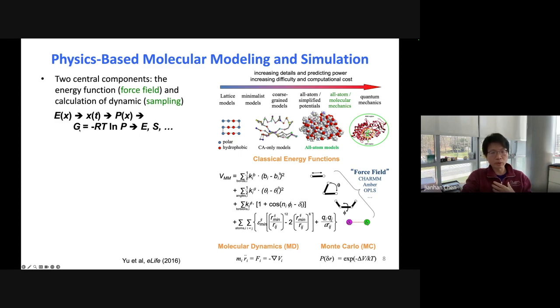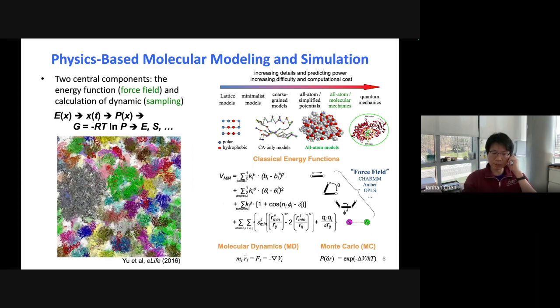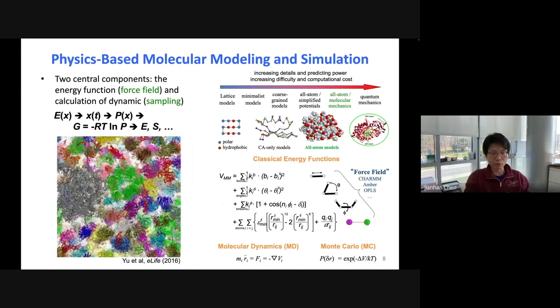So once you have this probability distribution, then you can go back and calculate all relevant thermodynamic properties, such as energy, entropy, or binding affinity, or anything that you can think of, right? So this is a really general approach, and I think the development of this approach has had a lot of impact in many fields.